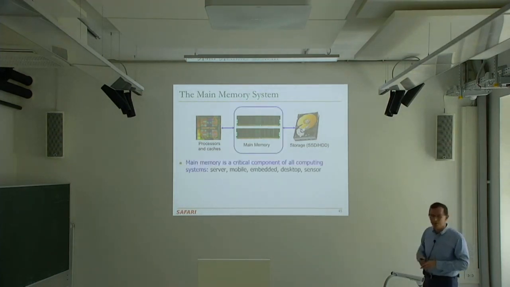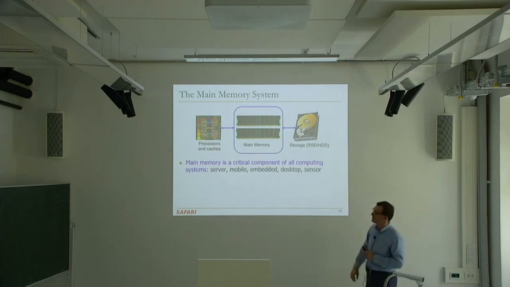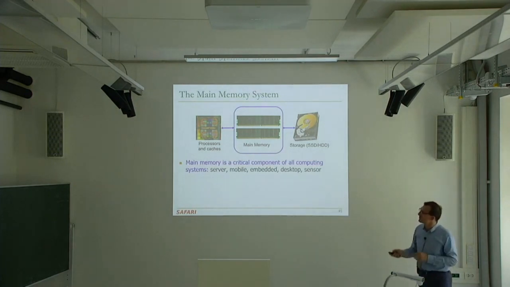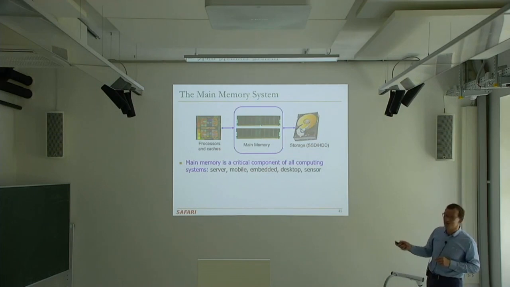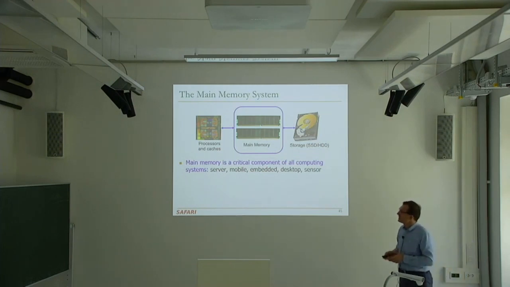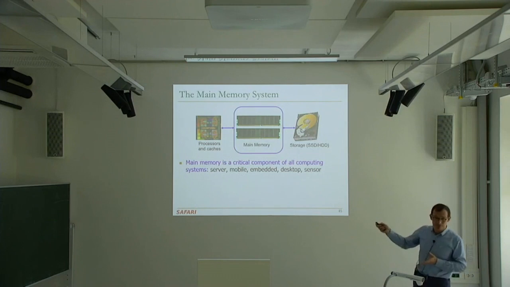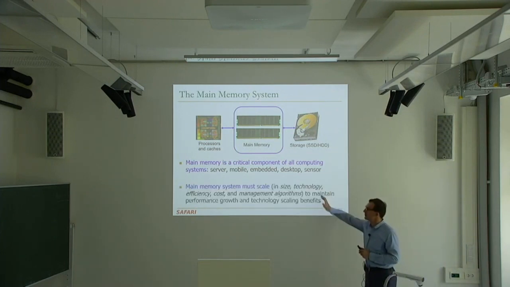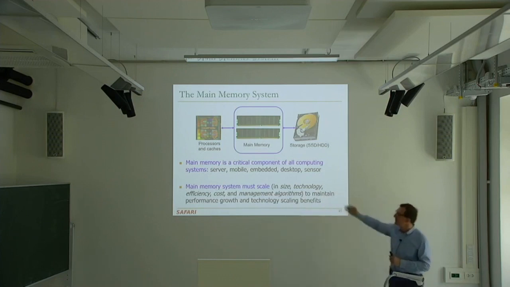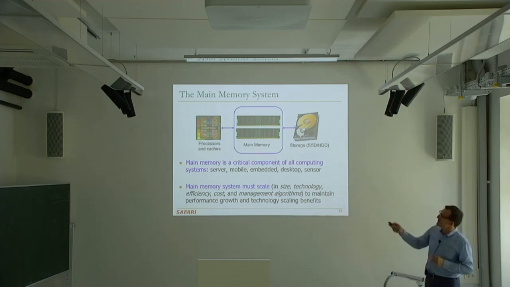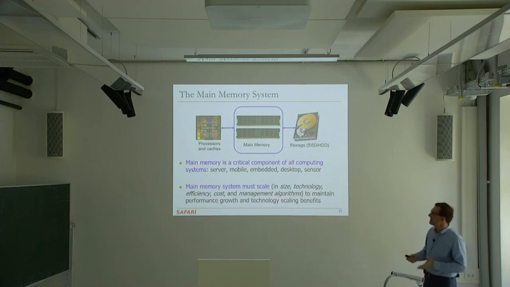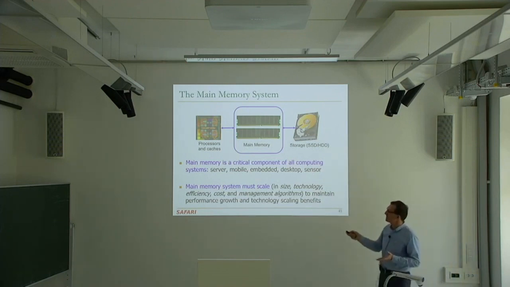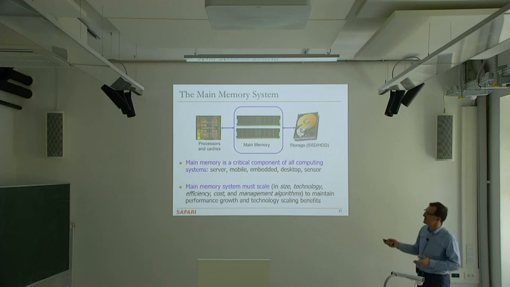If you look at main memory, it's a critical component of all computing systems. Whatever computing system you design, you need to have some sort of working storage. In modern systems, you usually have DRAM for that working storage. If you want to improve performance and improve the scaling of your system, you need to scale the main memory system. What does that mean? Basically, you need to increase its size, improve its technology, improve its efficiency, improve its cost, and improve the algorithms that you use to manage it.